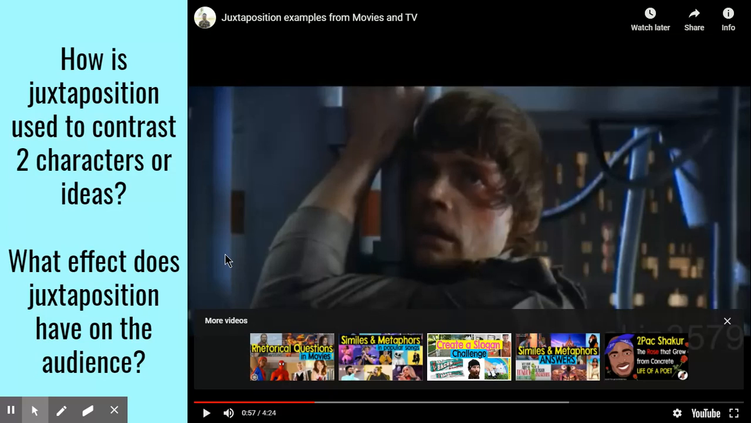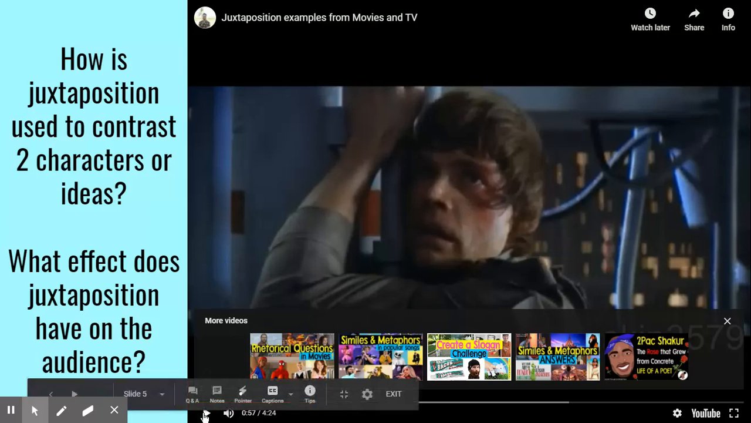But the juxtaposition mostly lies in what they say. So Luke says that Darth Vader killed his father, and Darth Vader says, I am your father. So it's that juxtaposition of ideas here where Luke doesn't really know what's going on. He's wrong. And Darth Vader is able to contrast what he's saying almost by saying the opposite. Like, no, I didn't kill your father. I am your father. Like, very big difference here. So it does not only show the differences between the characters, but it shows how Luke is wrong in this moment.